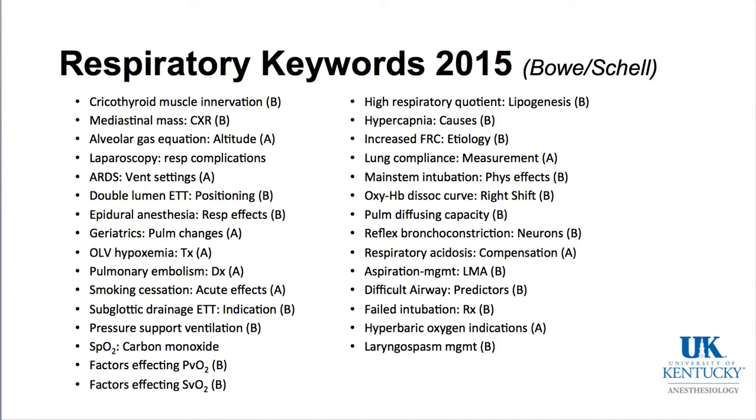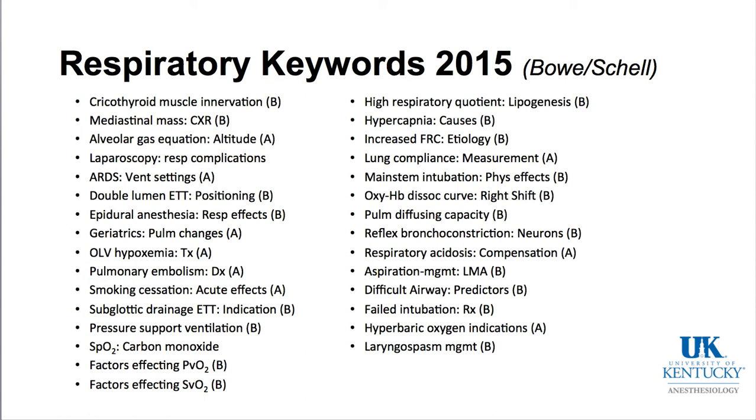Cricothyroid muscle innervation. Notice there's a B next to it. That stands for basic exam. An A stands for the advanced exam. Cricothyroid muscle innervation. It's innervated by the superior laryngeal nerve, which is basically a branch of the vagus nerve. The recurrent laryngeal nerve supplies all the other muscles of the larynx.